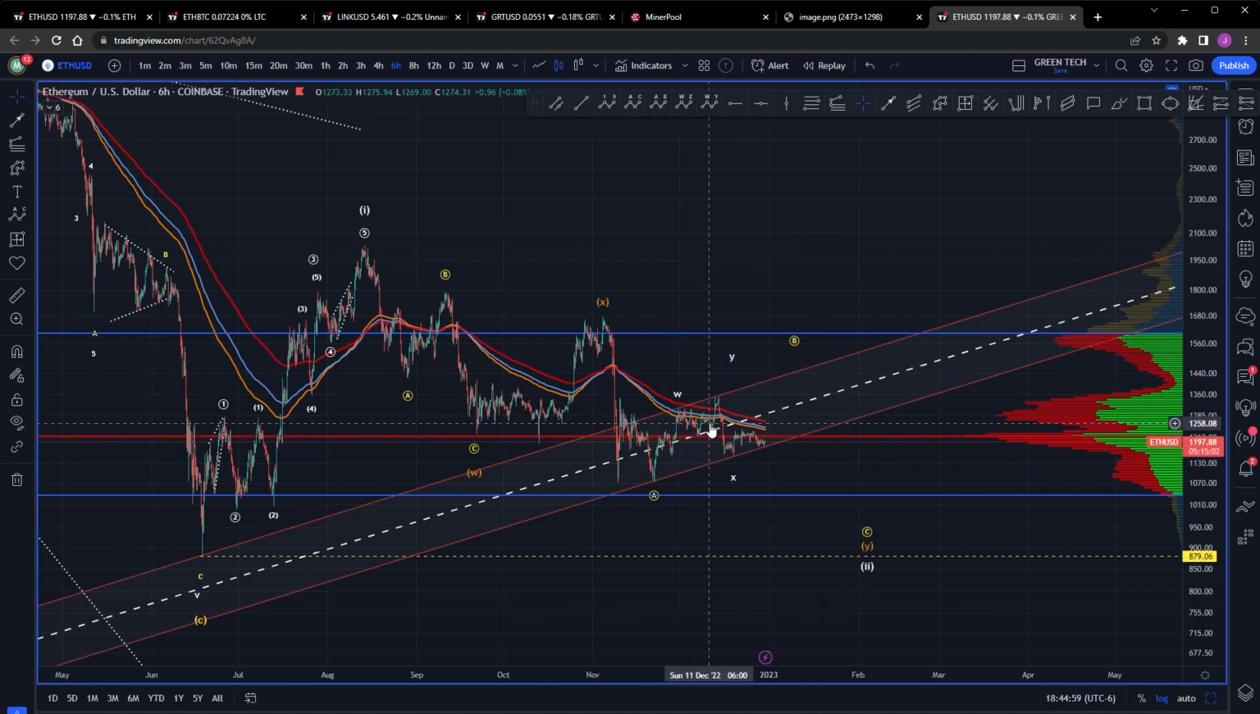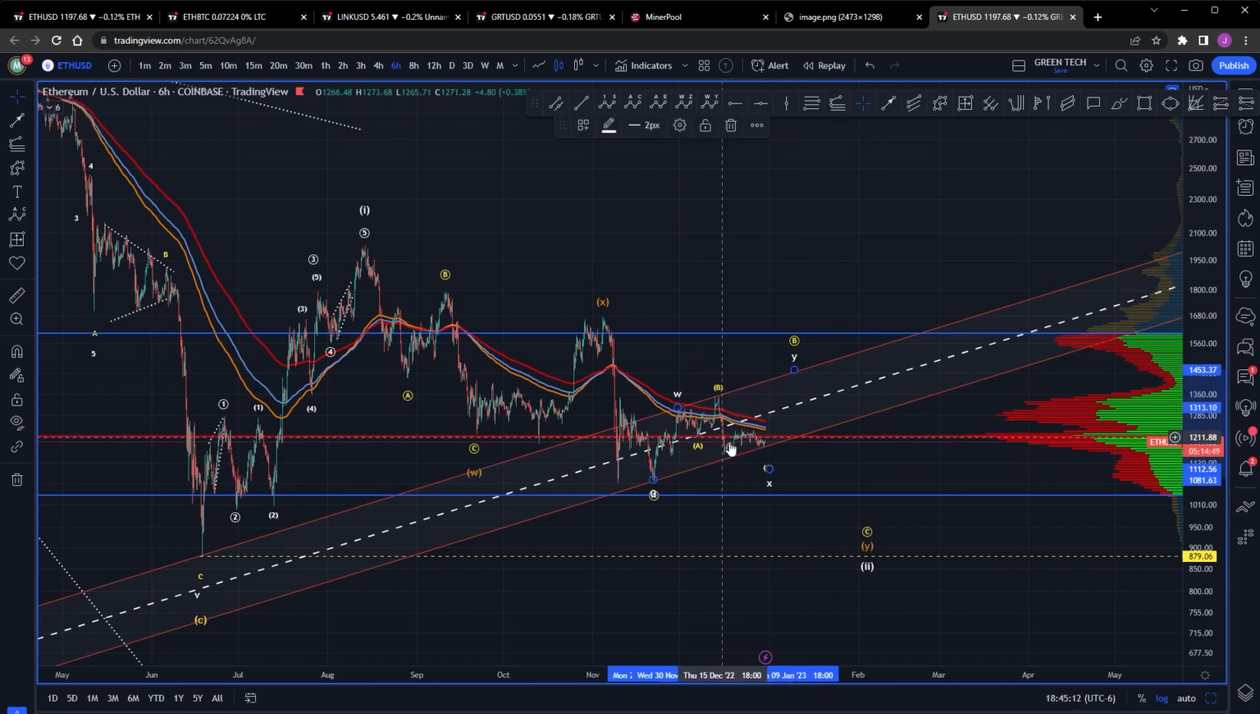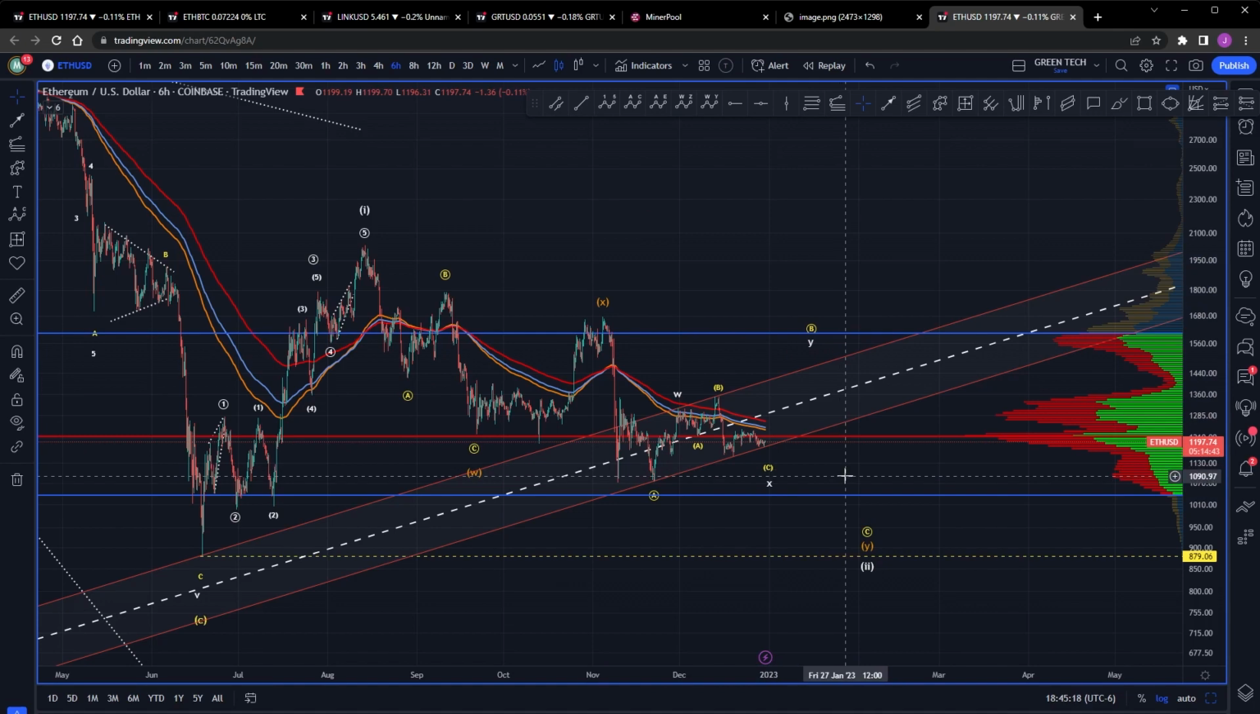I still think we have a flat here. Let me back this up, put my stuff back on. I still think we have a flat here. And since we have a flat, we could still come down, barely make a new low. Maybe this is just holiday fuckery, whatever the case may be. And then we could still come up for our Y. That's what I'm still hoping for.